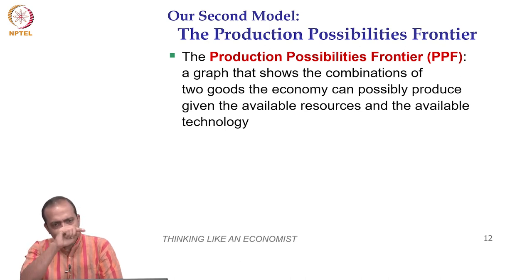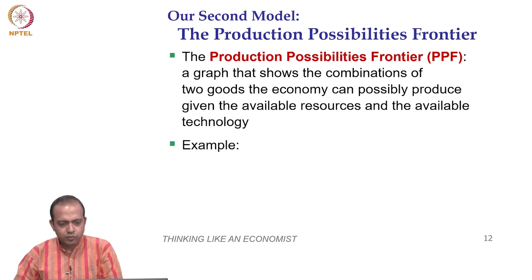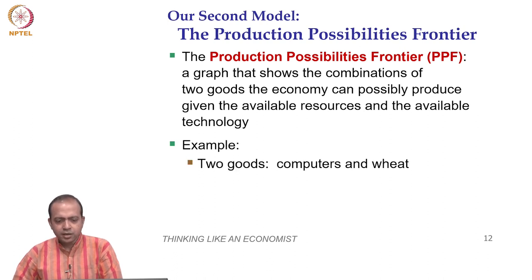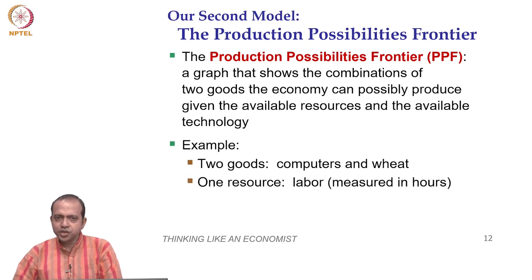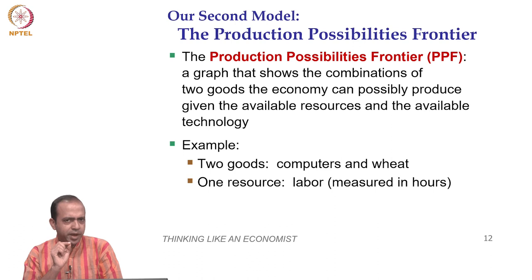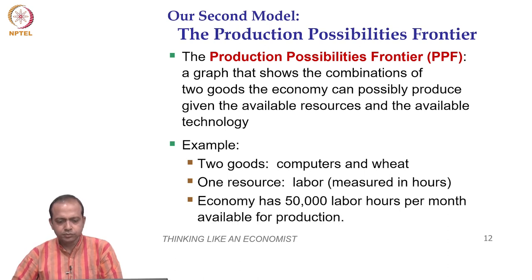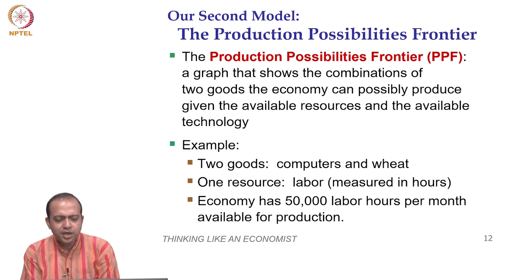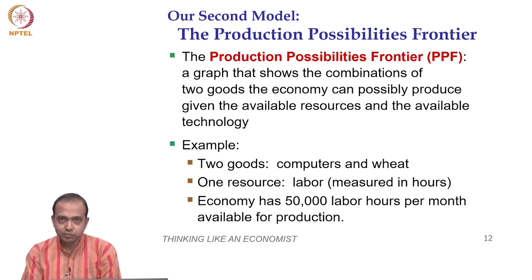Okay, so this production possibility, that means we will show you different combinations of two goods. We can take some example like computers and wheat. These are, let's say, the two goods that the economy wants to produce. And what is the resource available? Let us assume that it requires only one factor of production, which is labor, measured by labor hours. So it's a simplified model. There are only two goods, computers and wheat. There is only one factor of production. And let us also assume that the economy has 50,000 labor hours per month available. 50,000 labor hours every month.